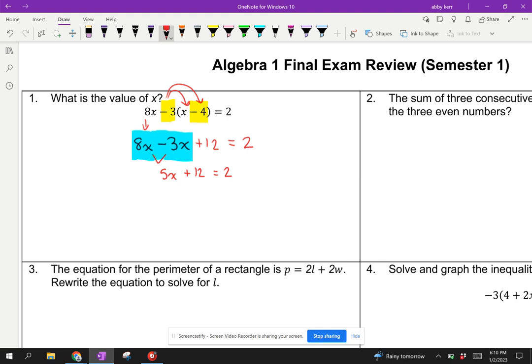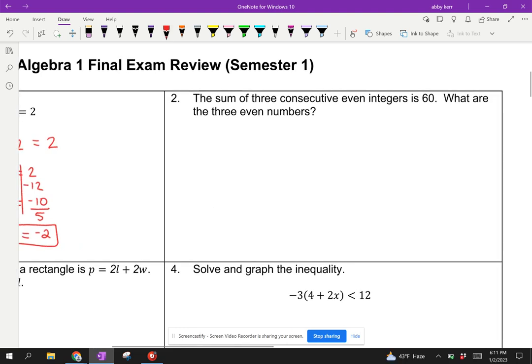Now, going through distribution and combining like terms, we now get a two-step. So we want to undo adding or subtracting. In this case, we're undoing adding by the inverse of minusing. 2 take away 12 is negative 10. And then we're going to divide by 5. And our x value is negative 2.